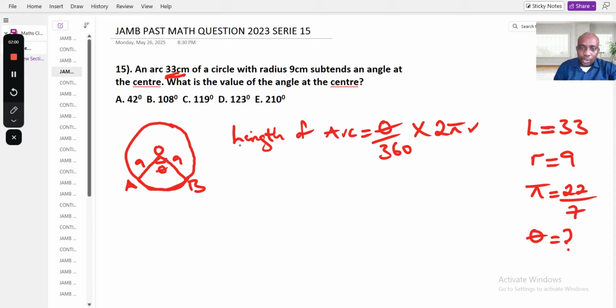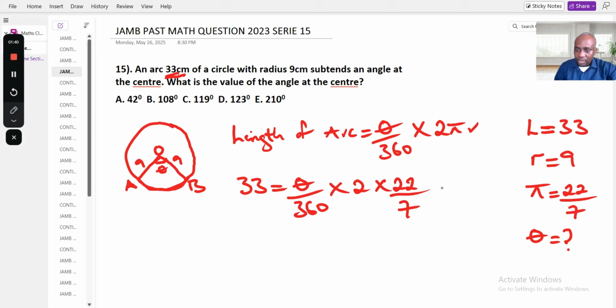We are going to replace the length of arc, because it has been given to us, which is 33 centimeter. Replace it: 33 is equal to angle over 360 multiplied by 2. What is pi? Pi is 22 over 7. What is our radius? Our radius is 9. The question has given us the radius. Therefore, we are going to cut this out now to divide.